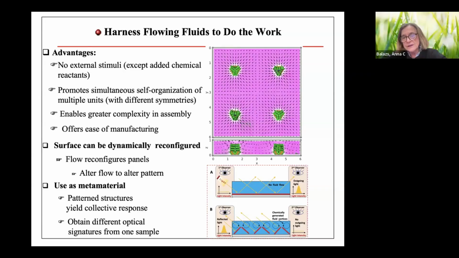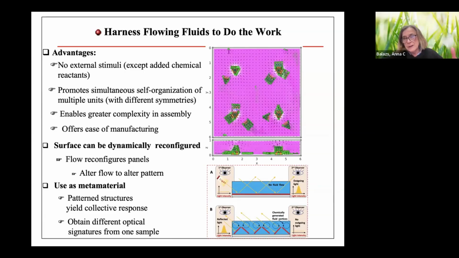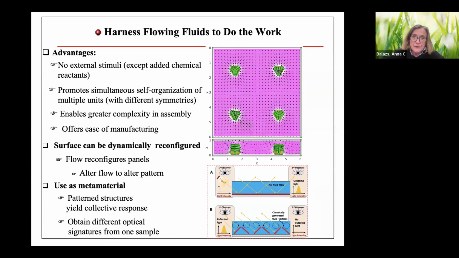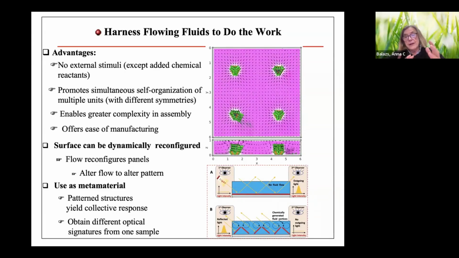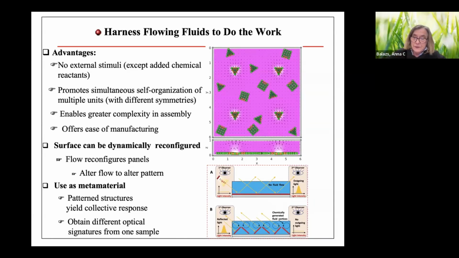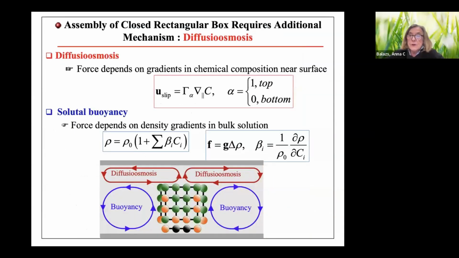And why would I like to do that? Well, I can dynamically reconfigure the surface. Before it's reconfigured, it's just flat. So if I shine light on it, it'll give one optical signature. But now that it's reconfigured and it has these bumpy bits, then it'll give another optical signature. And these bumpy bits I can make ordered so that I get a very specific signature out of the material. So that's cool. But it doesn't always work.